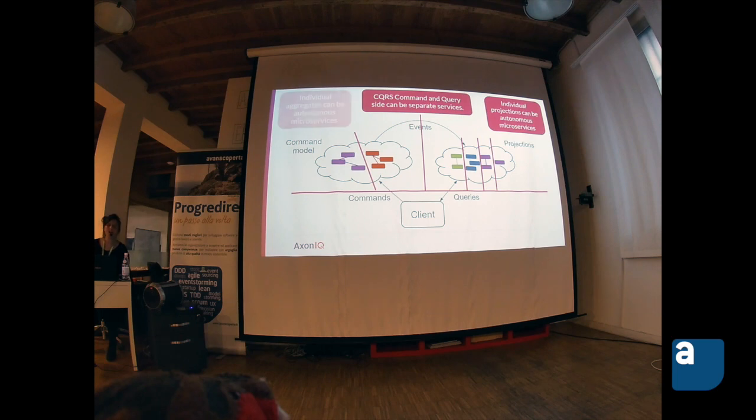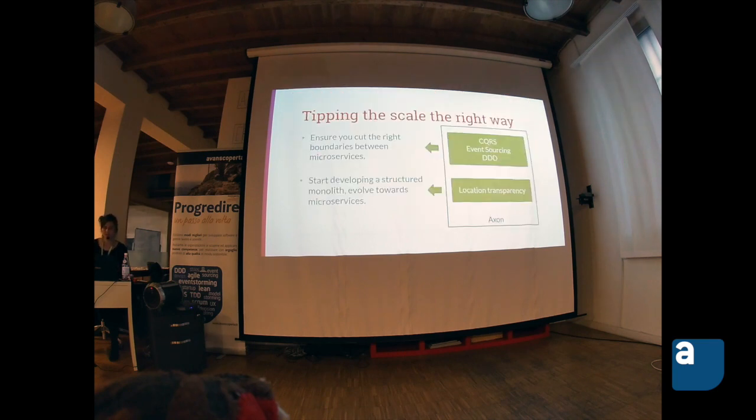And in the same way, aggregates can also be autonomous microservices because they have no strong relationship between them. So this is a good technique to keep our monolith well structured and to keep our domains loosely coupled so that we can split them in the future. So we have these first three points, CQRS, event sourcing, and domain-driven design, that can help us to keep the monolith and the boundaries between microservices.